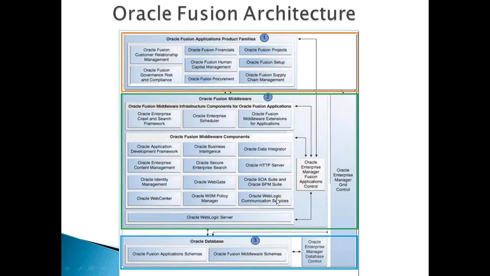Apart from that, the Oracle database is given here as schemas: Fusion Application schemas and Oracle Fusion Middleware schemas. But when you look at the real database, we have Oracle and SPS, two databases. That's what we have to understand. We don't need to focus on how many schemas we have, right? So this is all about the Fusion architecture which we have.